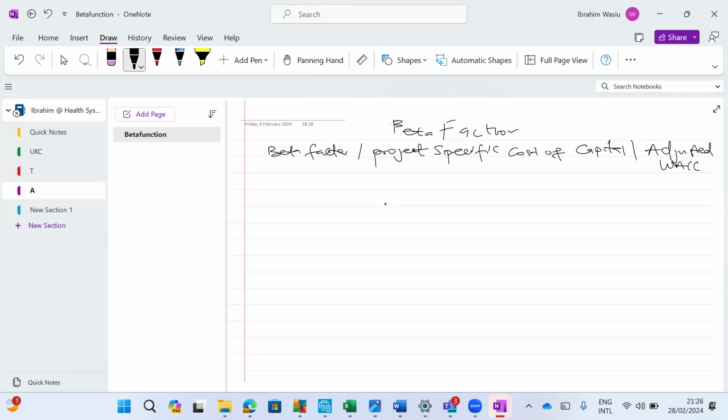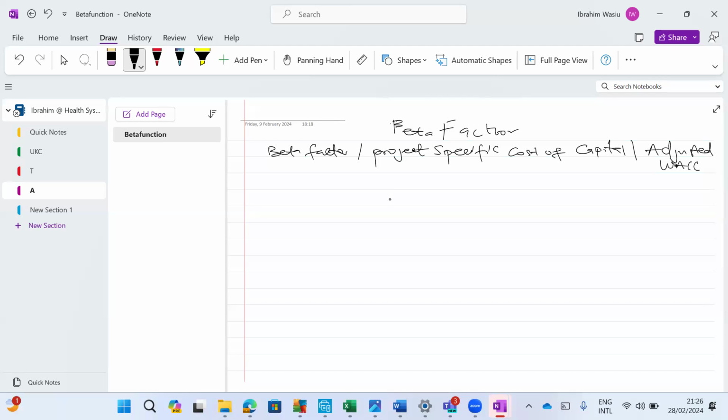Okay, so one of the assumptions of calculating WACC is that the business risk must be constant. Another one is that financial risk must be constant. Another assumption of calculating WACC is that individual cost of capital must be constant.